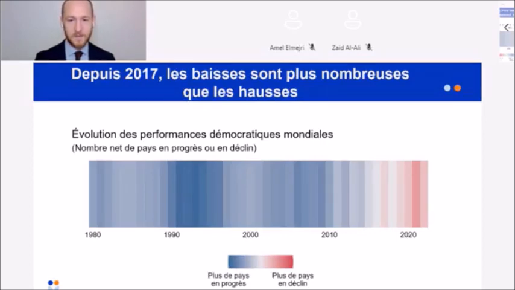And so this graph very simply illustrates that for 3.5 decades, there was a situation in which more countries were improving than declining every year. And then since 2016, we have a situation where more countries are declining than advancing. And this is the period of the crisis of democracy that we've talked about, or a global decline in democratic quality.